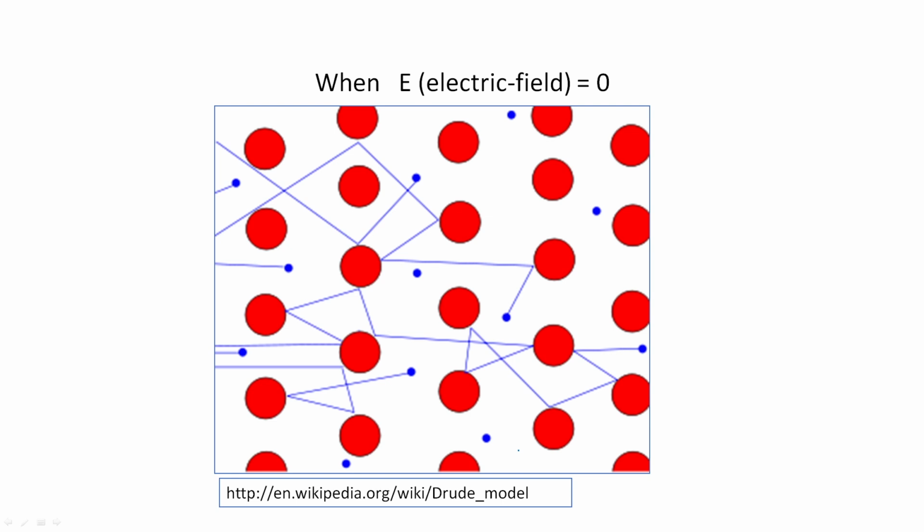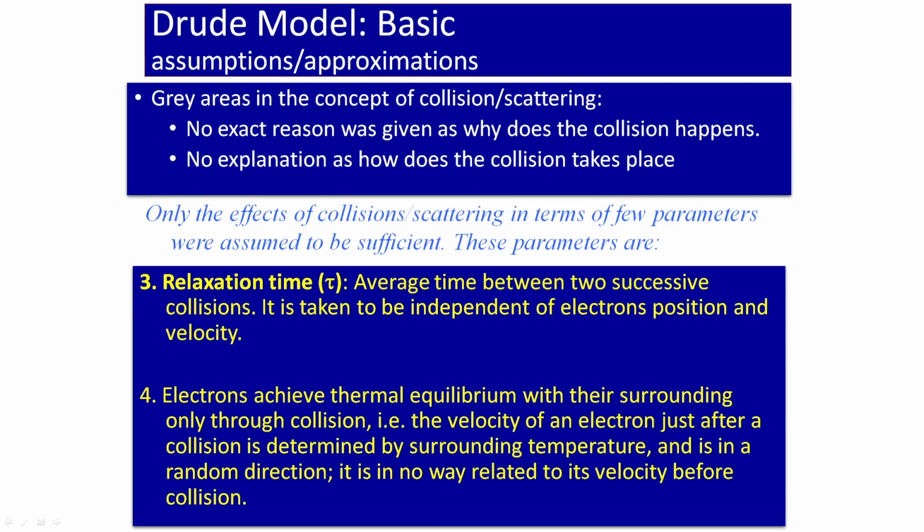This is a schematic picture from Wikipedia when no electric field is applied. Electrons will keep on hitting the ionic cores and may not reach the other end of the solid, which is why they do not conduct. But if you apply a field, the electrons will move.